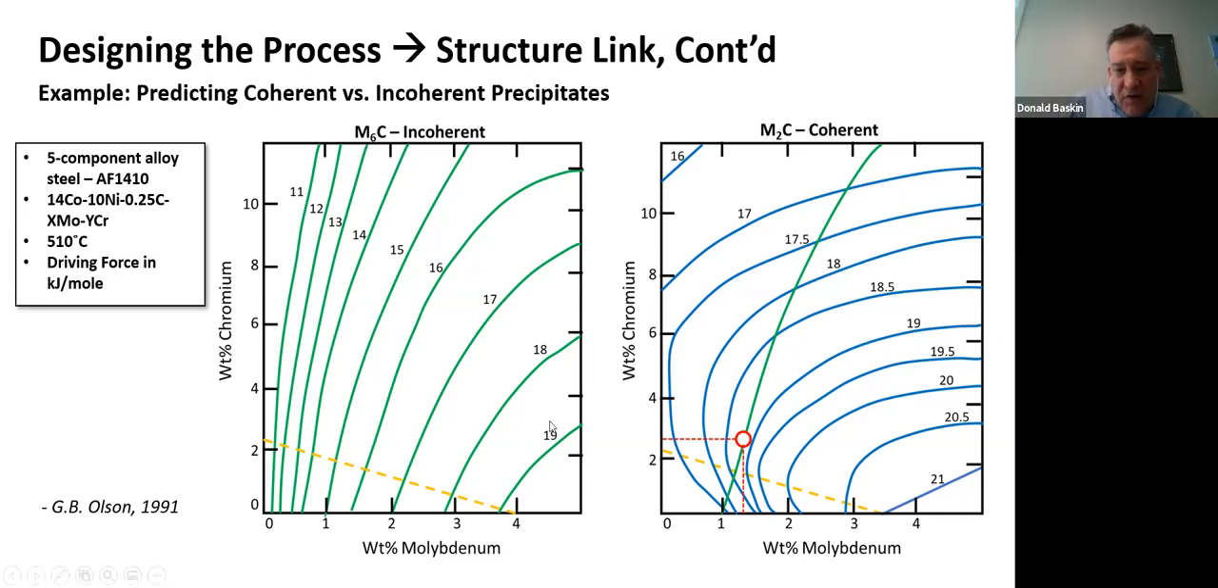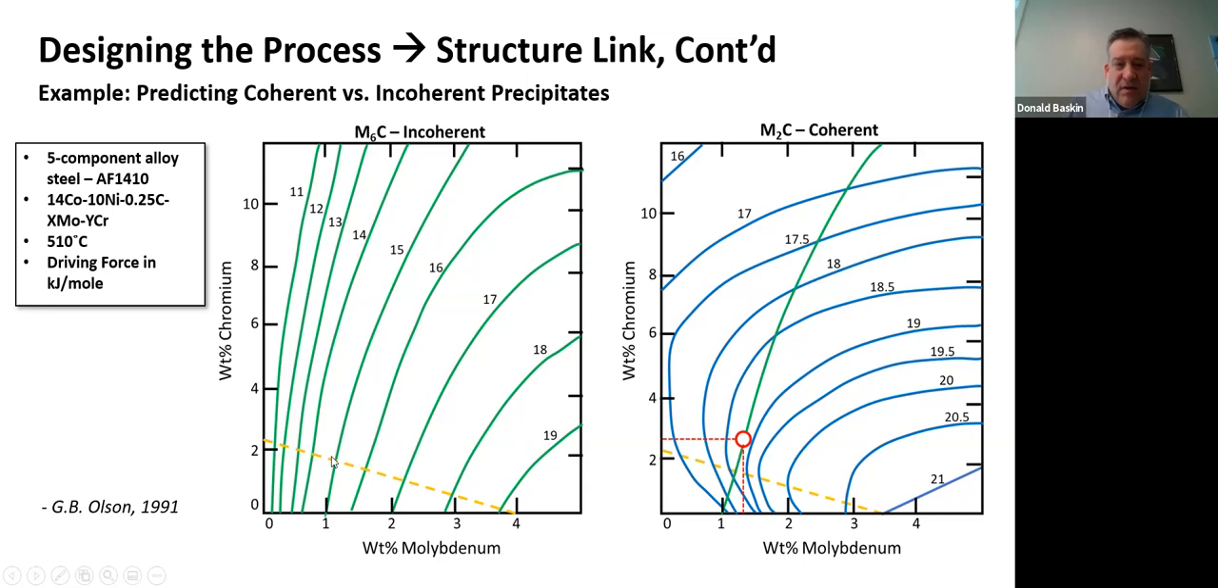Fair question. The Steele Research Group at Northwestern University, back in 1991, looked at different compositions along this dashed yellow line. They took a variety of compositions along this line and did mechanical testing. And they found that when the driving force for the M6C carbides got above this 15, they saw a dramatic drop off in mechanical properties.